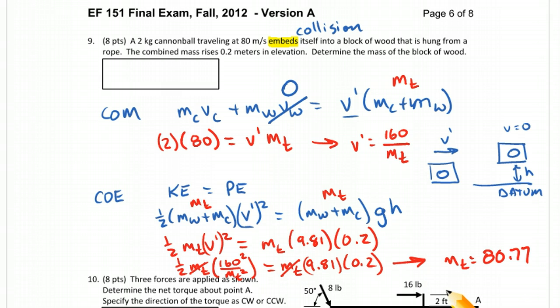Alright, so that's the total mass. So the mass of the wood is equal to MT minus MC, which is 78.77, or 78.